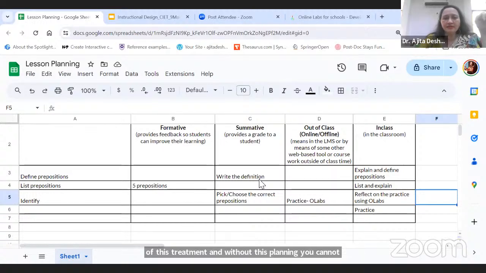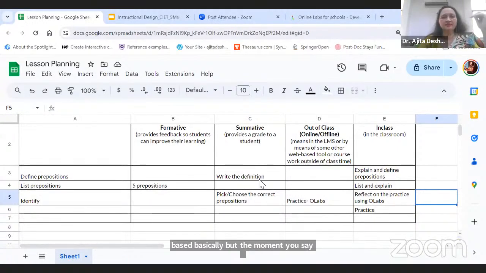Also, if you see the learning outcomes, if it is define, list, it's just textbook based. It's memory based, basically. But the moment you say identify, you say analyze, you say apply, it just takes the learning level to the next level. Yes, Ramesh ji.